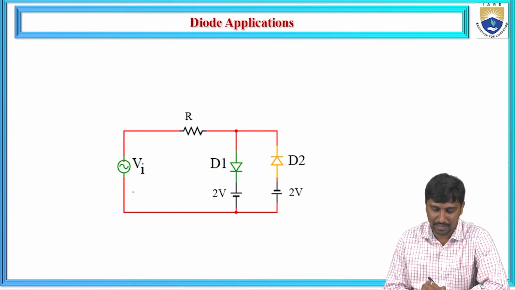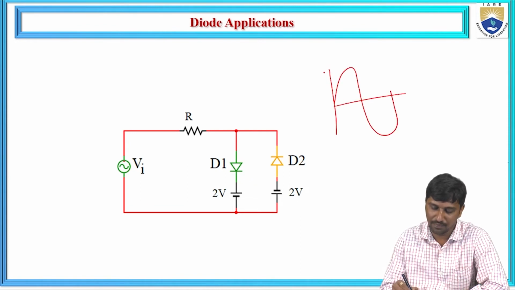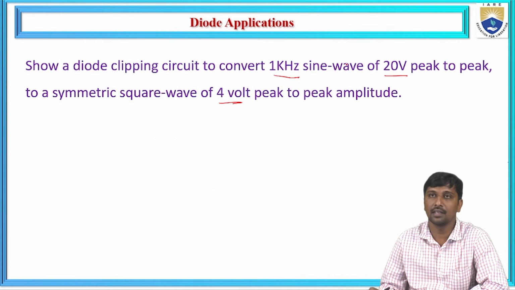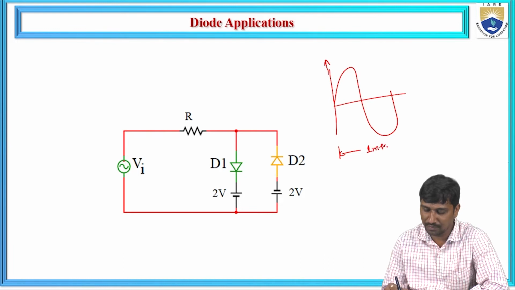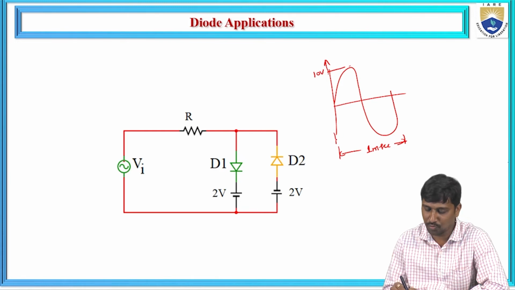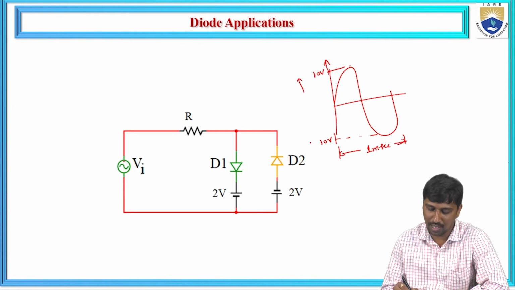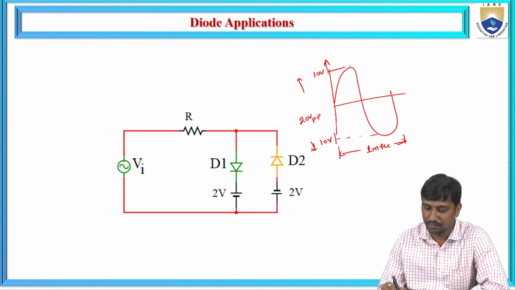Let us take this as your given input signal. The frequency is 1 kilohertz, which means the time period is 1 millisecond, and the amplitude is 10 volts positive peak and 10 volts negative peak. Hence, the total amplitude of the given symmetrical wave is 20 volts peak to peak. This is a sine wave.